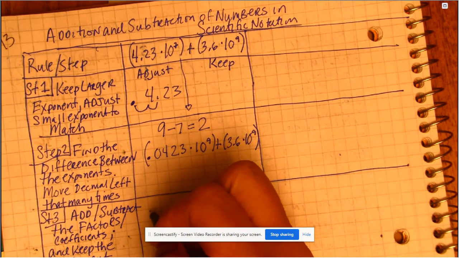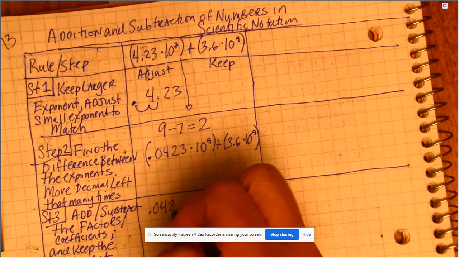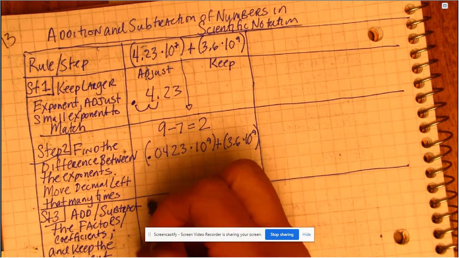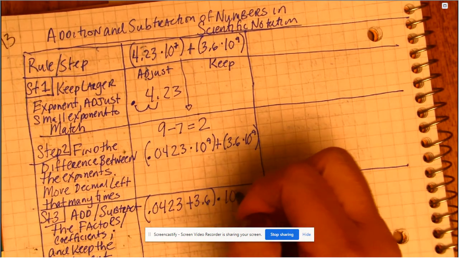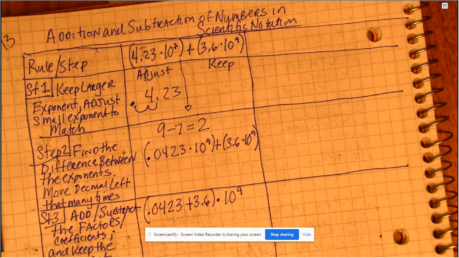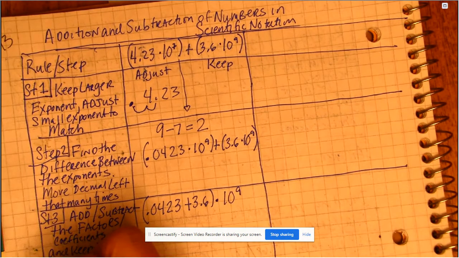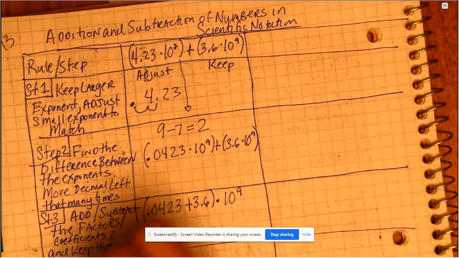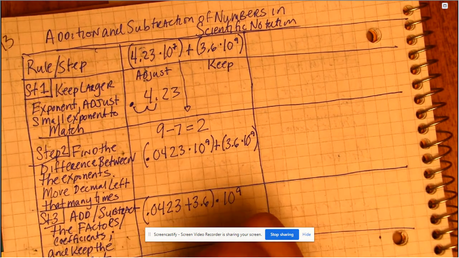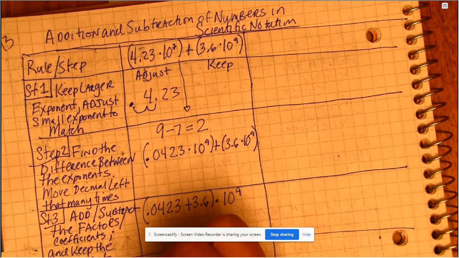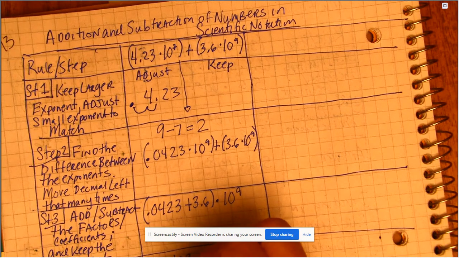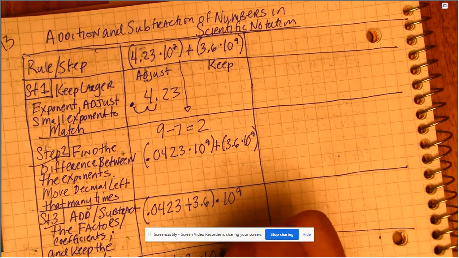So we're going to add 0.0423 and 3.6 together, and we're going to keep the exponent of 10 to the 9th. So our final answer is going to be 3.6423 times 10 to the 9th.